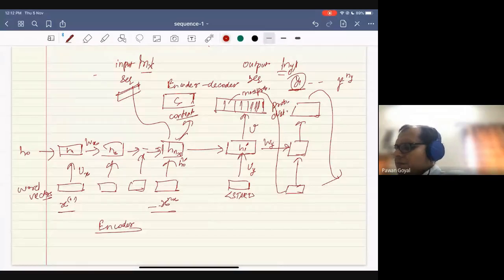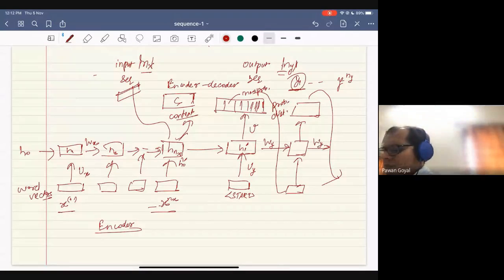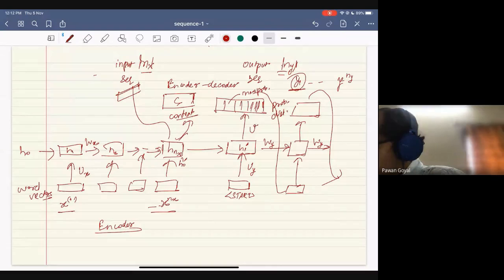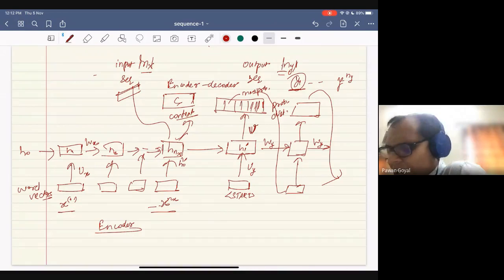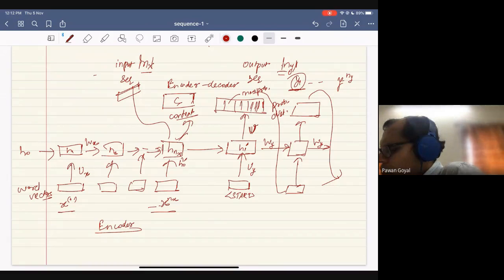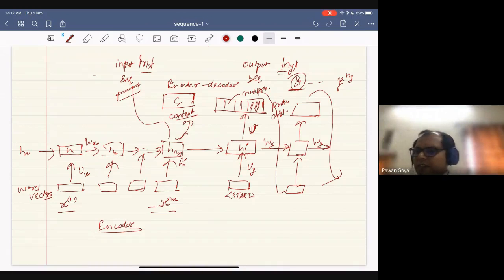And there's only one V because you're not getting any output in the encoder. You're not generating any output. So you actually have quite a few parameters. You have 5 matrices now: UX, WX, UY, WY, and V. And what is the only training signal that you are getting?